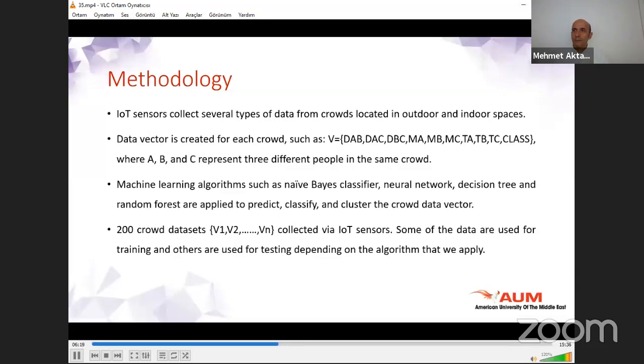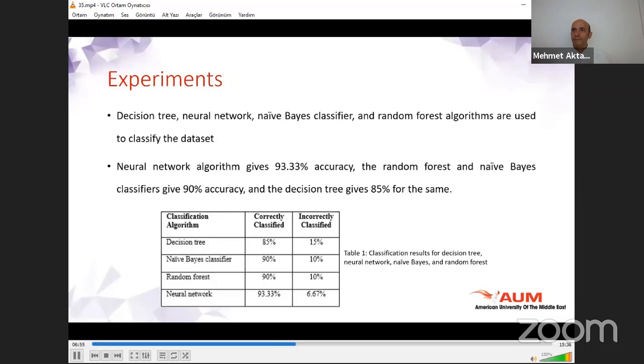Here we apply the machine learning algorithms: naive Bayes classifier, neural network, decision tree, and random forest. These algorithms will predict, classify, and cluster the crowd data vector. In order to achieve this, we use 200 crowd data sets, from V1 to VN, collected through the IoT sensors. Some of the data we received was used for training the model, and the rest for testing, depending on the algorithms we use. Here's how the experiments go.